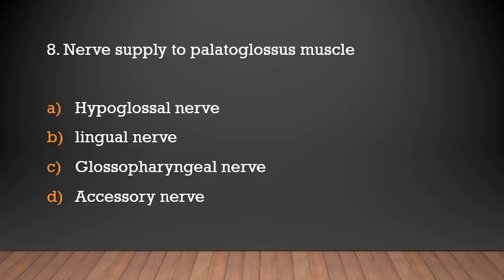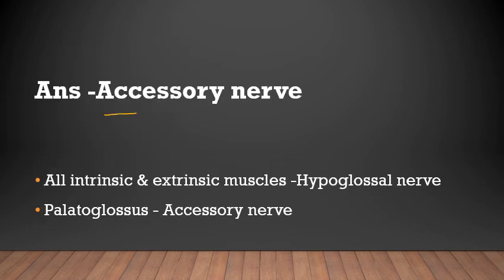Nerve supply to palatoglossus muscle. Hypoglossal nerve, lingual nerve, glossopharyngeal nerve, accessory nerve. Accessory nerve. All the intrinsic and extrinsic muscles of tongue are supplied by hypoglossal nerve, except palatoglossus. Palatoglossus is supplied by accessory nerve.